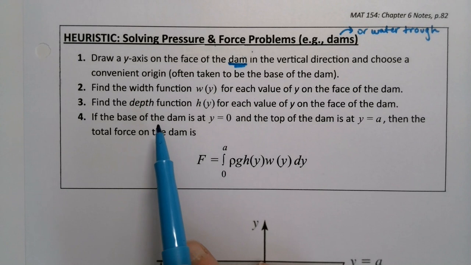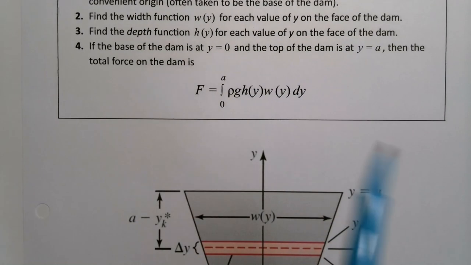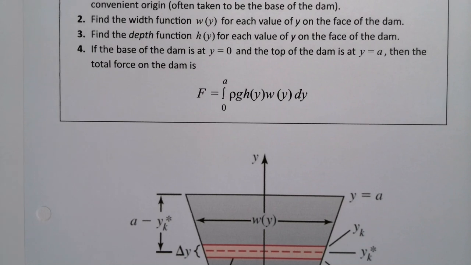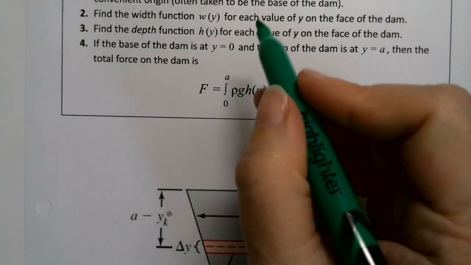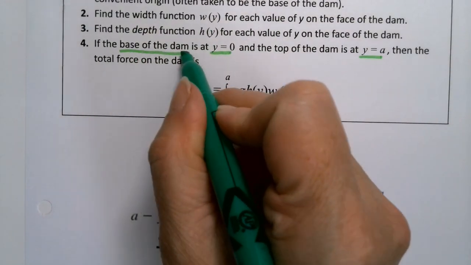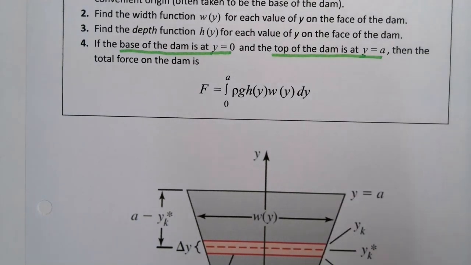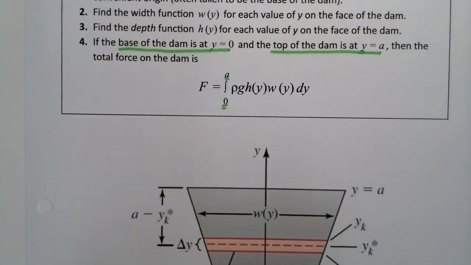And if the base of the dam is at y equals 0 and the top of the dam is y equals a, right, which is a big assumption, but if we do that, then we would assume that we're going from 0 to a. So they're saying, hey, if you let the bottom of the dam be 0 and the top of the dam be a, which is a very good assumption, then you'll be going 0 to a for your integral to find the force acting on that dam.